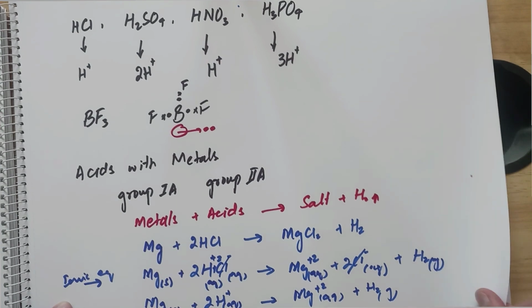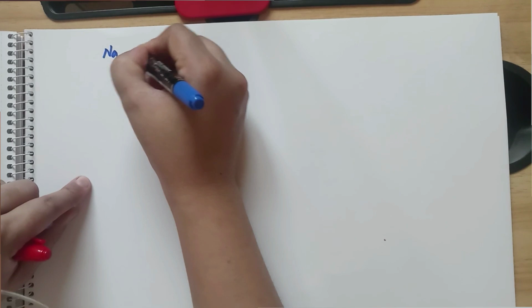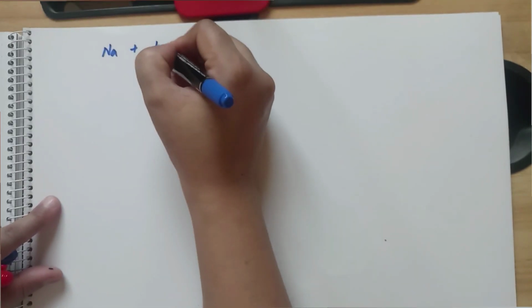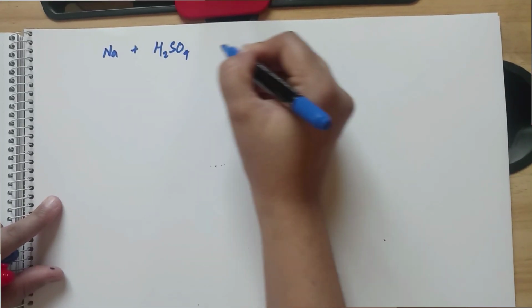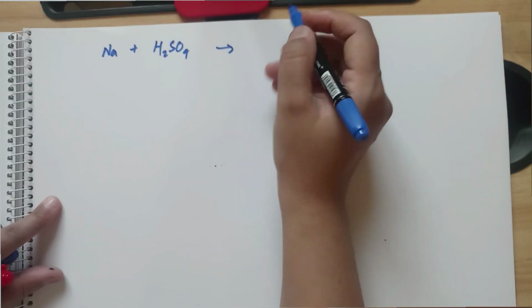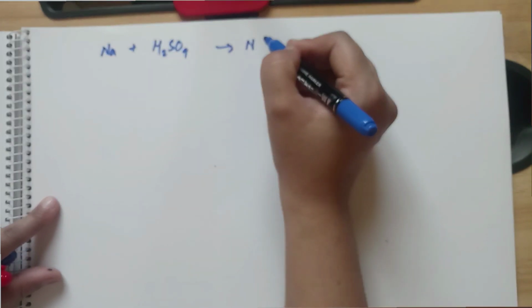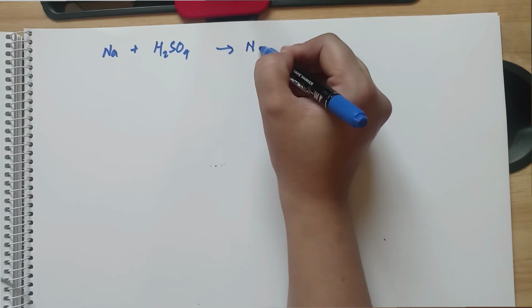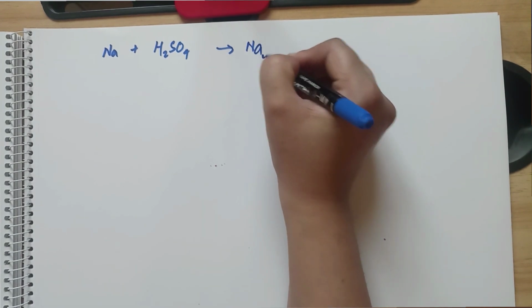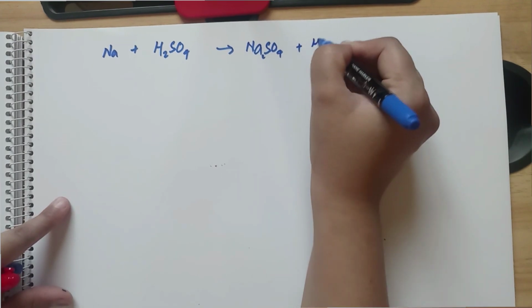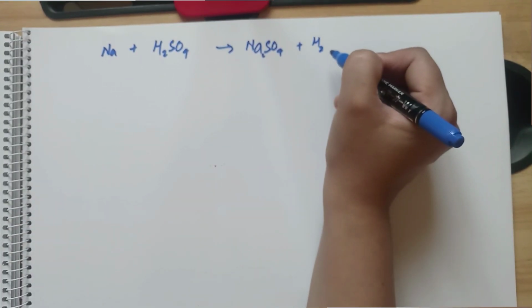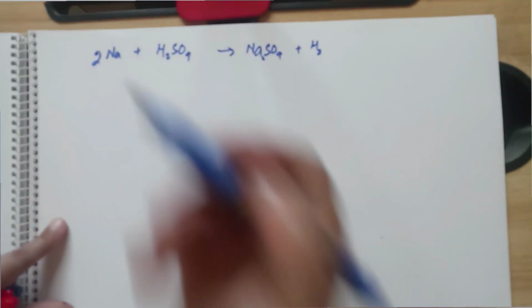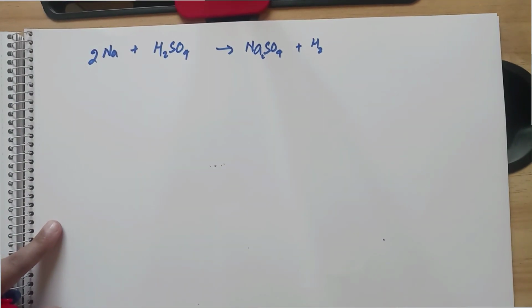Is it clear? Similarly, if we take another example, that is the reaction of sodium metal with any acid. For example, it reacts with sulfuric acid H2SO4. It will give us again salt and hydrogen gas. Salt like sodium sulfate, Na2SO4, and hydrogen gas. Is it clear? For balancing the equation, we will write 2 with the sodium metal.